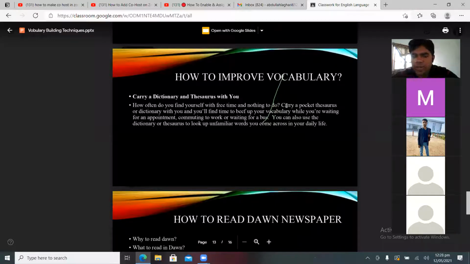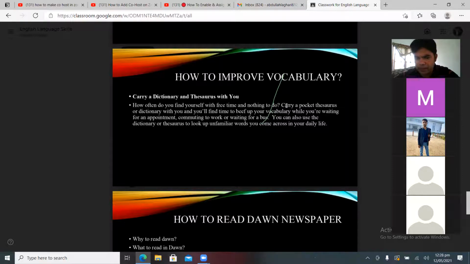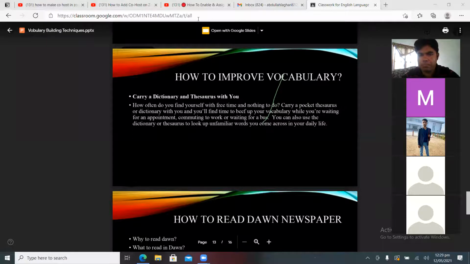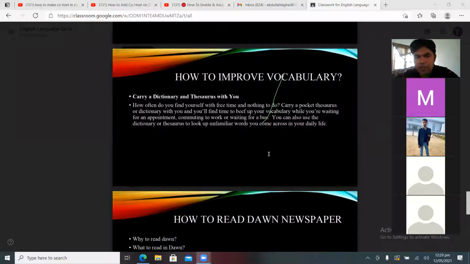Right. So carry a pocket thesaurus or dictionary with you, and you will find time to beef up your vocabulary while you're waiting for an appointment, commuting to work, or waiting for a bus. You can also use a dictionary or thesaurus to look up unfamiliar words you come across in your daily life, right?